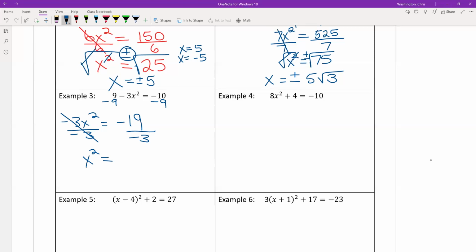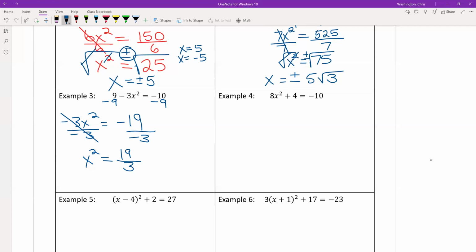You can type negative 19 over negative 3 in your calculator if you want. If you get a fraction, just leave it as a fraction, because we said we don't want decimals. And if you try to type the square root of a decimal in your calculator, it's always going to give you a decimal answer. And we said we're trying to avoid decimals today. So we get 19 over 3, because a negative divided by a negative is a positive.